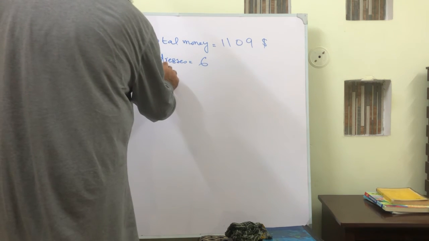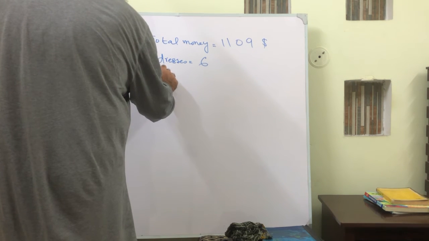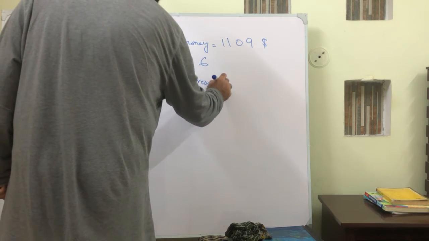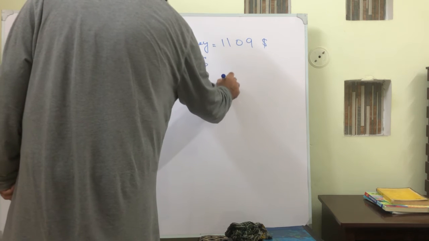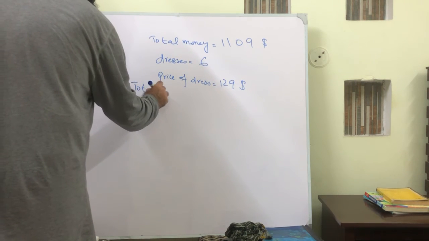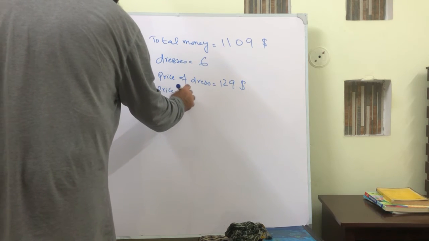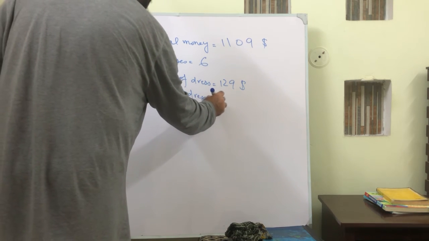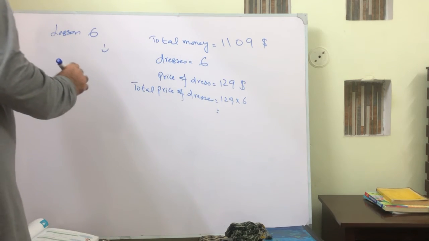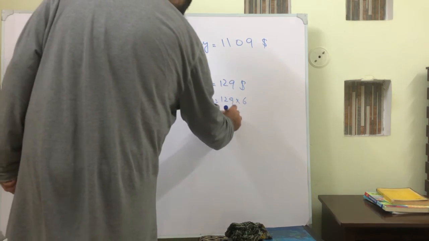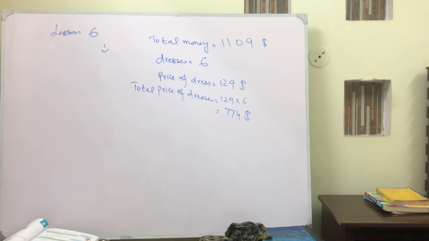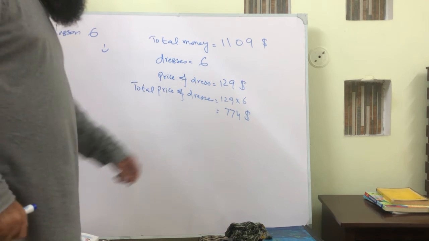Okay. So the price of one dress is how much? $129. So the total price of dresses is how much? 129 times 6. When we multiply, this becomes 774. So $774 comes from the dresses.